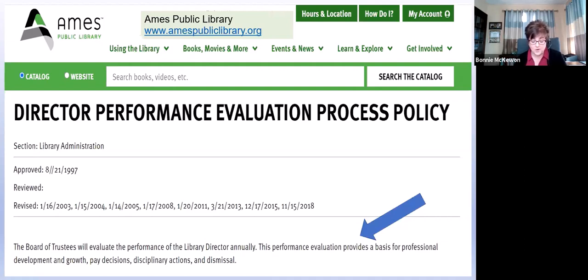Why does the board provide the director's job evaluation? This is very much a philosophical look at the reason why. Libraries certainly have HR policies, but how many of your libraries include a description of their job evaluation process along with the reason behind this being conducted on an annual basis?